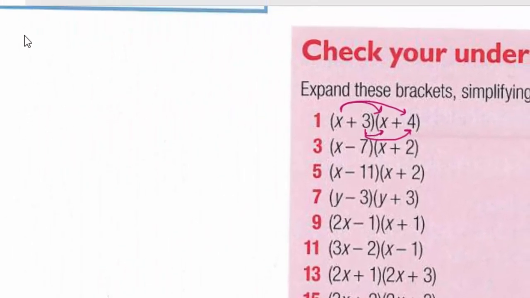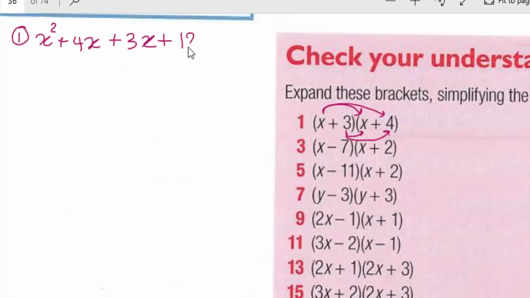X times x, let's expand question 1. X times x will be x squared. X times 4 will be 4x, since it's x times positive 4, so it will be positive 4x. Then 3 times x will be positive 3x. And 3 times 4 is 12.